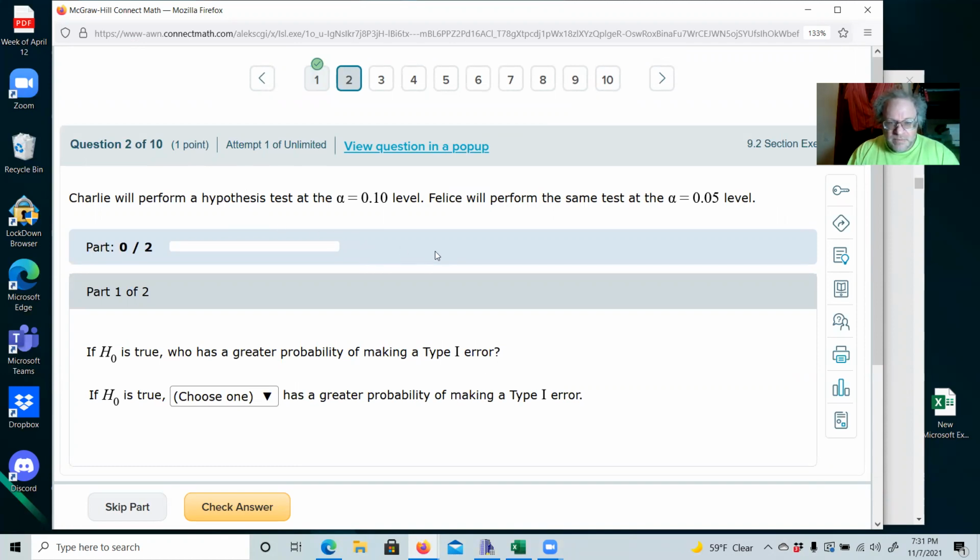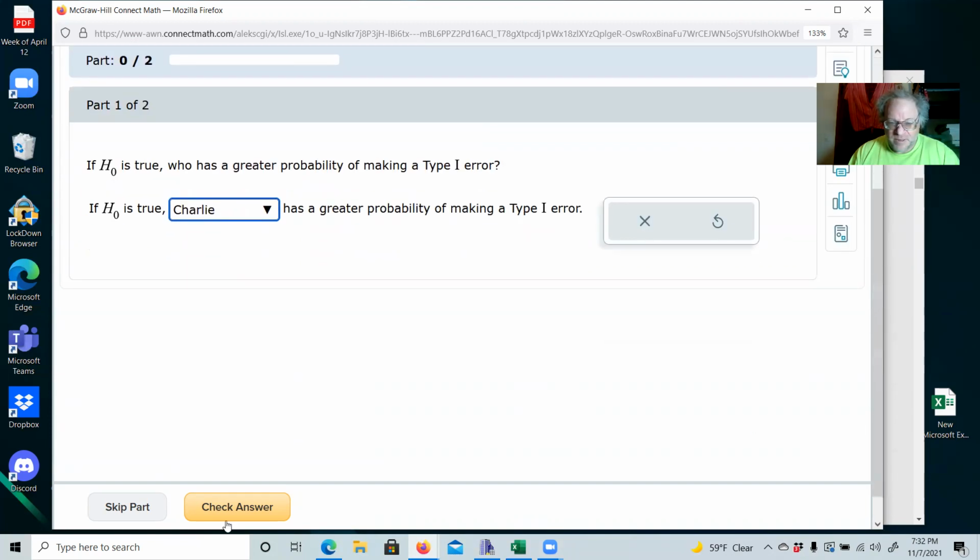Okay, let's see. Charlie will perform the hypothesis test at alpha equals 0.1. This is why I tell you that you should definitely pick your alpha level first, because that's going to change what's going on here. Felice will perform the same test at alpha equals 0.05. So Charlie has a 0.1 chance of making a type 1 error and Felice has a 0.05 chance of making a type 1 error. Charlie will have a higher chance of making a type 1 error.